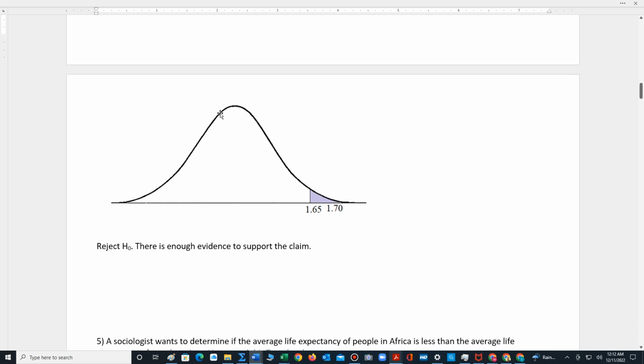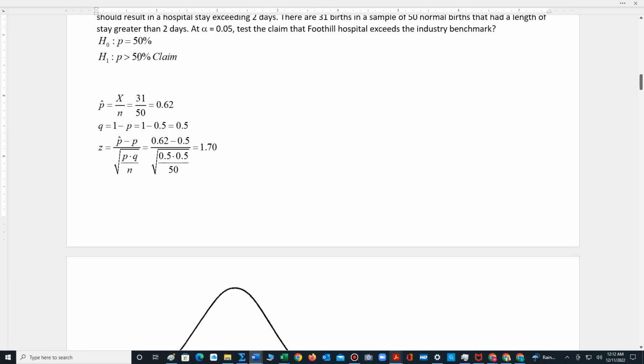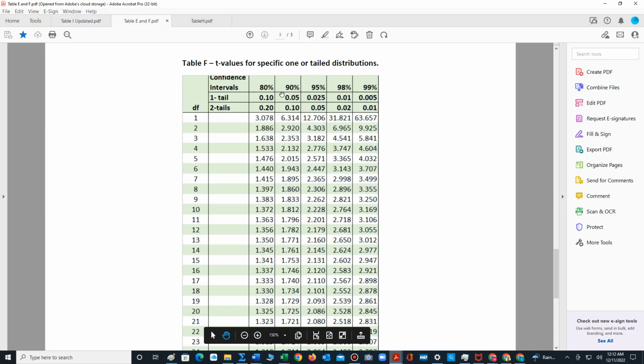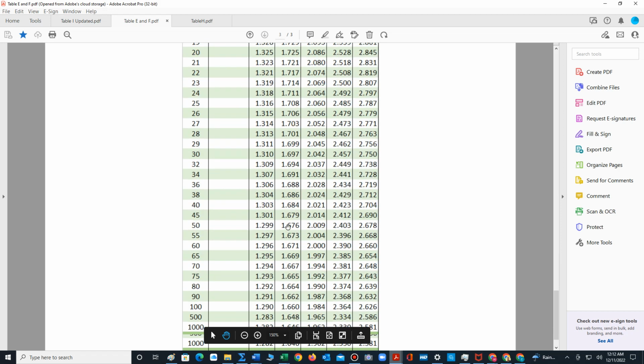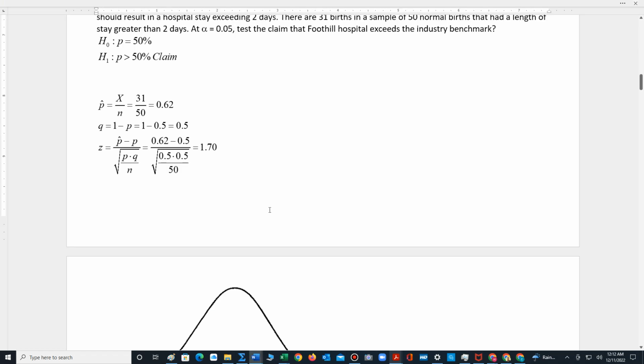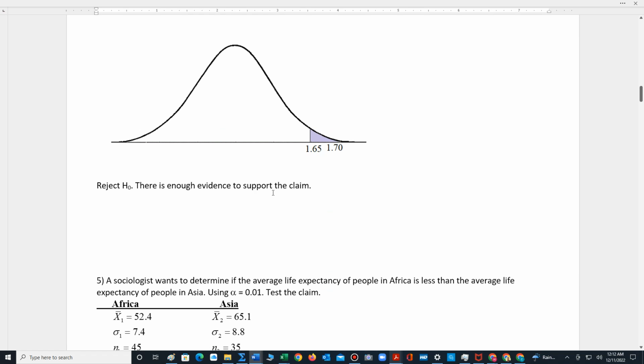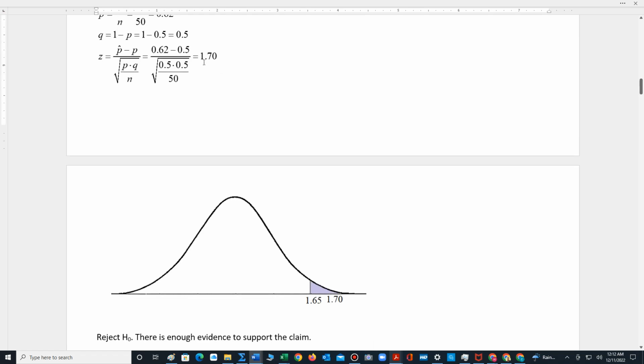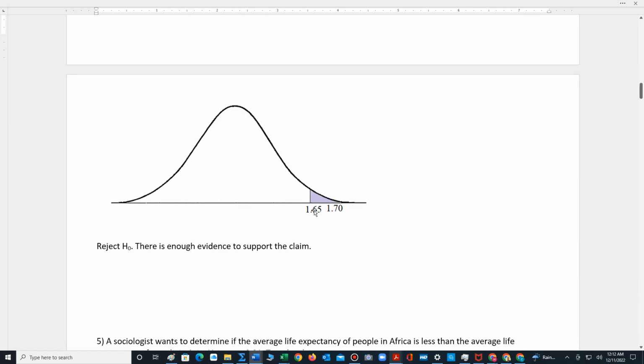It's a right tail test, greater than 0.05. One tail, 0.05, go all the way down to the z value, it's 1.65. That's our critical value. And then the test point 1.7 is greater than 1.65. It falls in the critical region, thus we reject H naught, and there is enough evidence to support the claim.